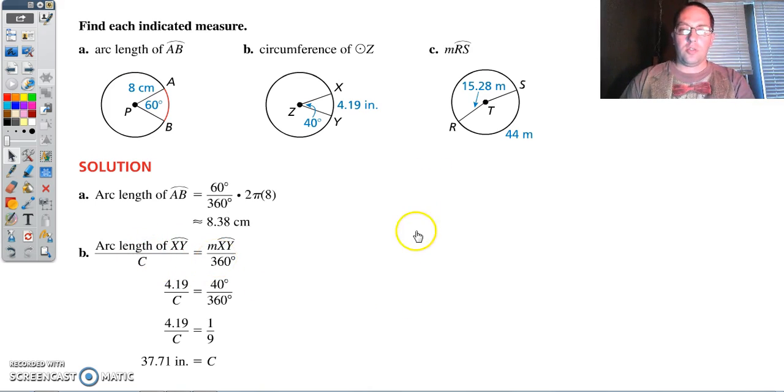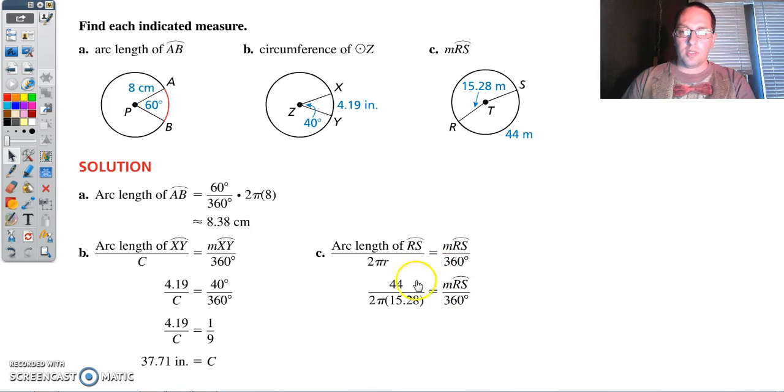So the length of the arc over the length around the entire circle equals the measure of the arc over the measure of the entire circle, which is 360. Plug in what we know, which in this case is the length of the arc and the radius. Work this out. Multiply by 360 to both sides, and we end up with approximately 165 degrees.